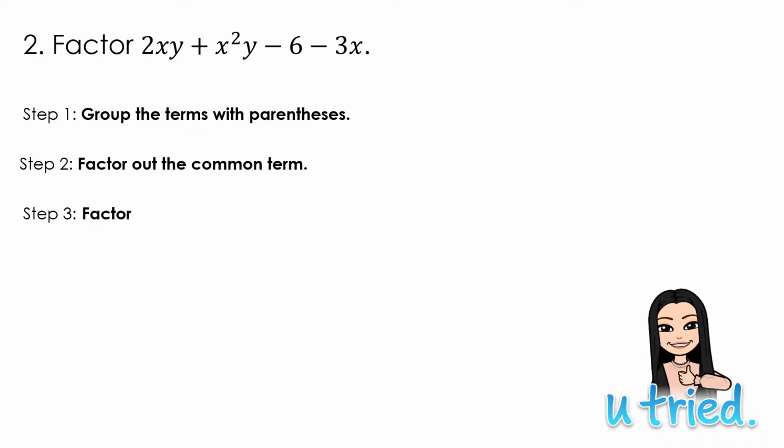Next, let's have another example. Factor 2xy plus x squared y minus 6 minus 3x. First is to group the terms with parentheses. You group the first and the second term, since they have in common the x and y variables. And also you group the third and the fourth terms.